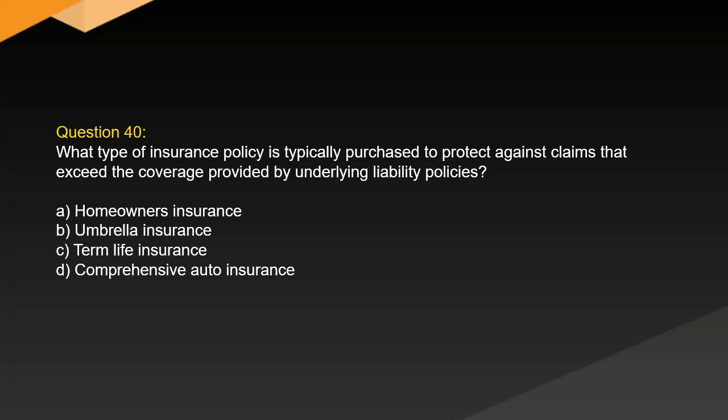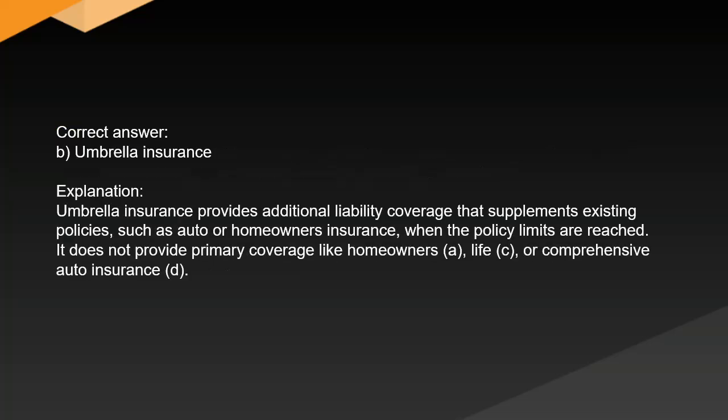Question 40. What type of insurance policy is typically purchased to protect against claims that exceed the coverage provided by underlying liability policies? A. Homeowners insurance. B. Umbrella insurance. C. Term life insurance. D. Comprehensive auto insurance. Correct answer. B. Umbrella insurance.